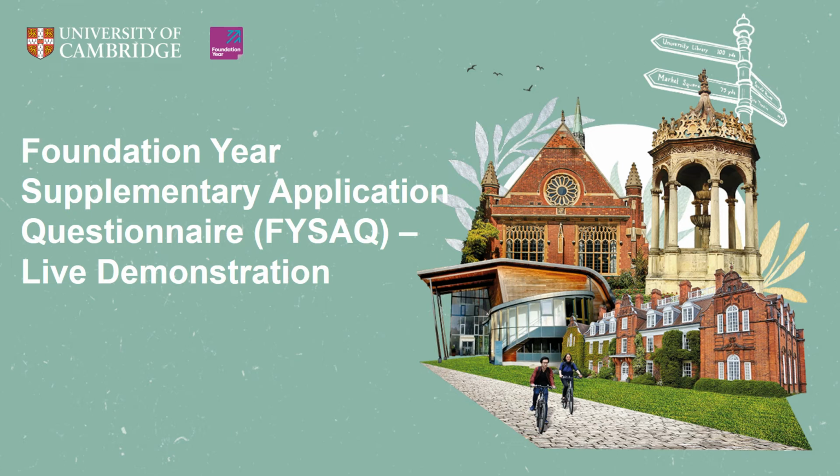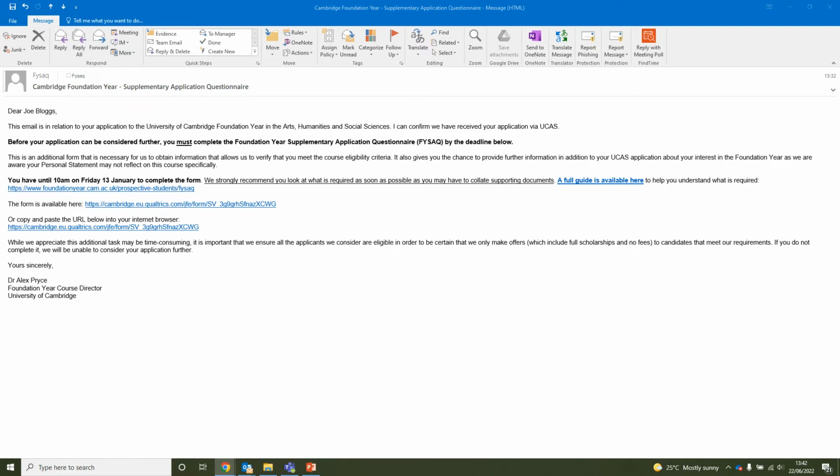You receive the Foundation Year Supplementary Application Questionnaire after we receive your UCAS application. You can see here an email that I have received. This email is pretty much the template that you would get from us, and you would receive this soon after we receive your UCAS application, usually within a couple of days. If you haven't received this email, it's a good thing to get in touch with us and just check where it is. So as you can see, the email is addressed to you by name.